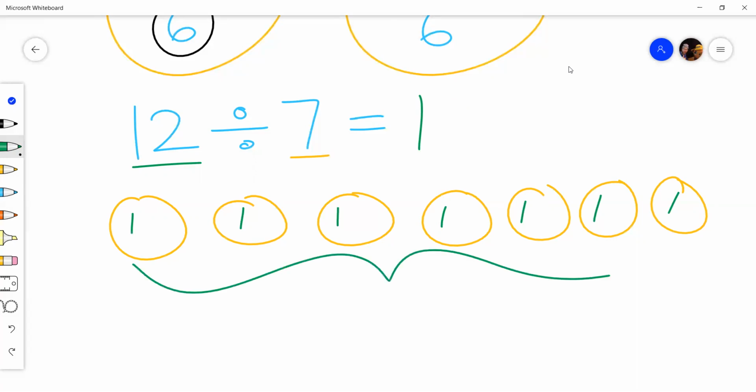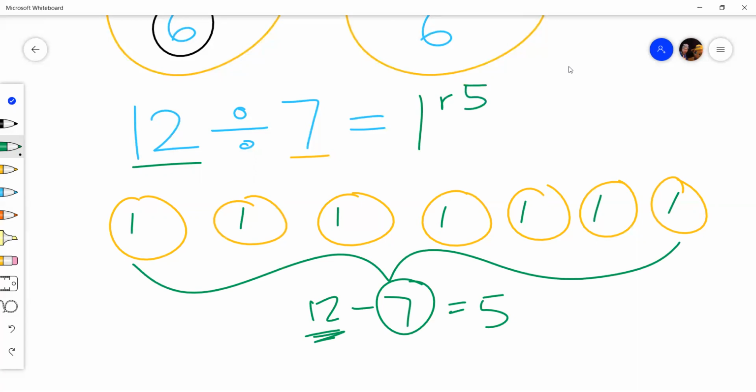So if this is 7 and I started with 12, right? So this is how many I had. And I could only put 7 into groups. I actually have a remainder of 5. So here's that little R5. So this is when we take 12 and we divide by 7.